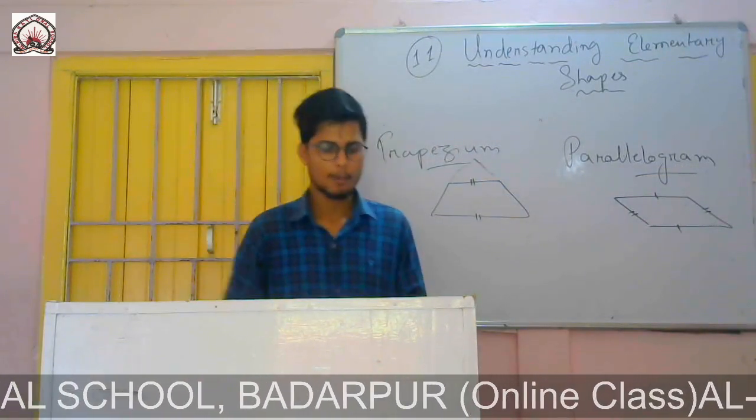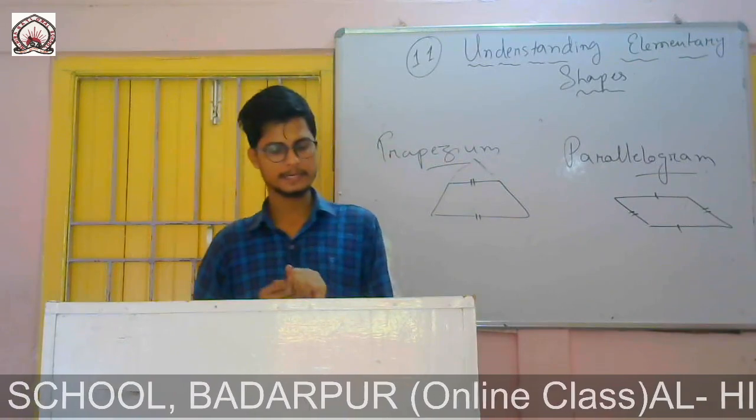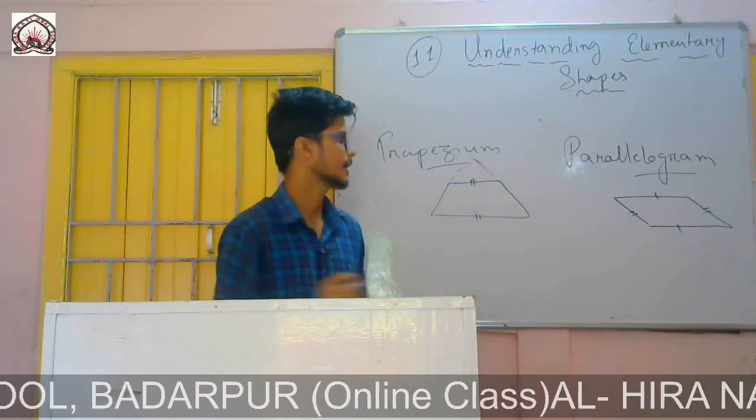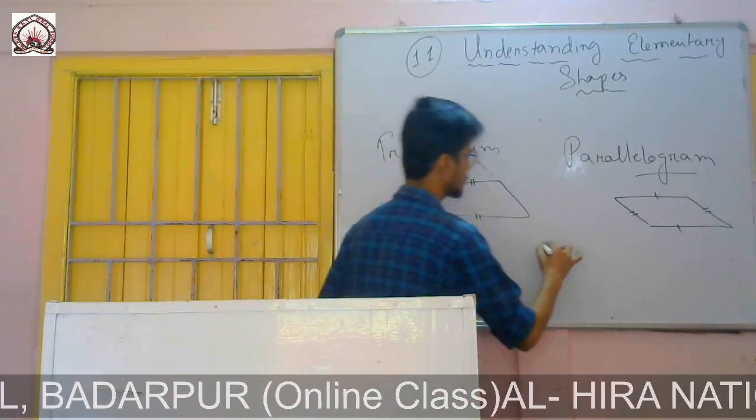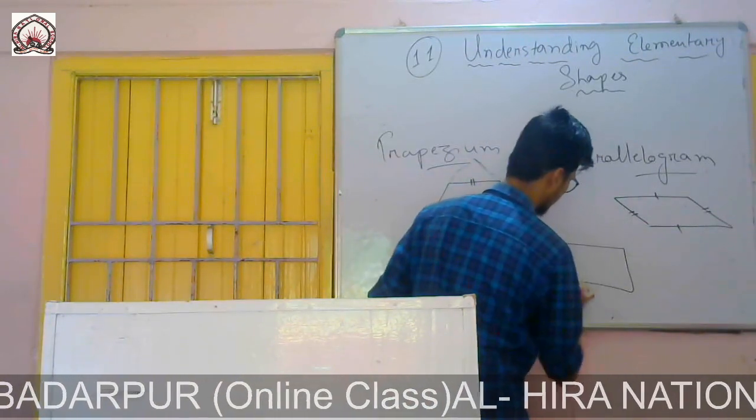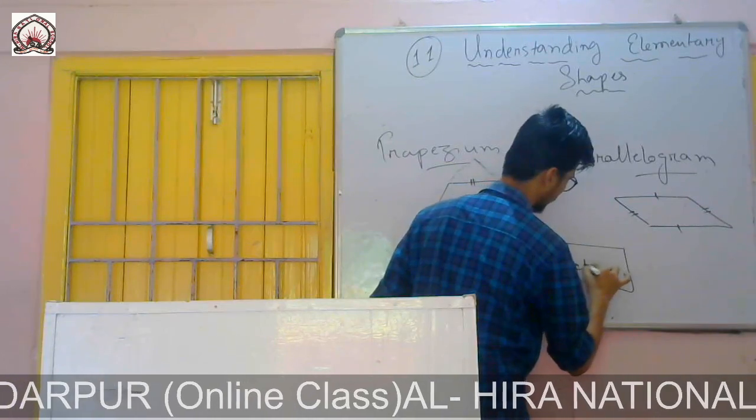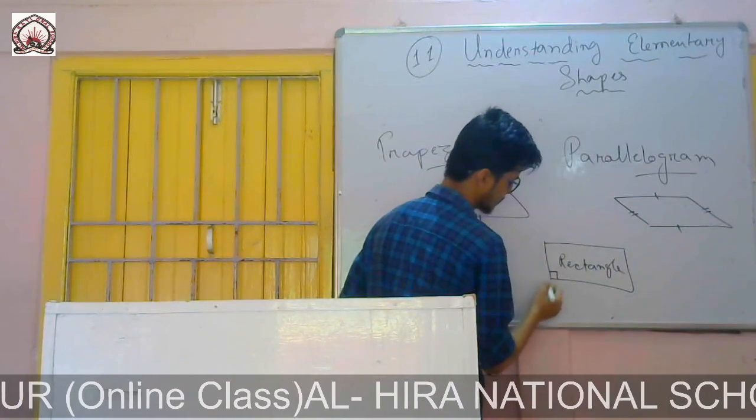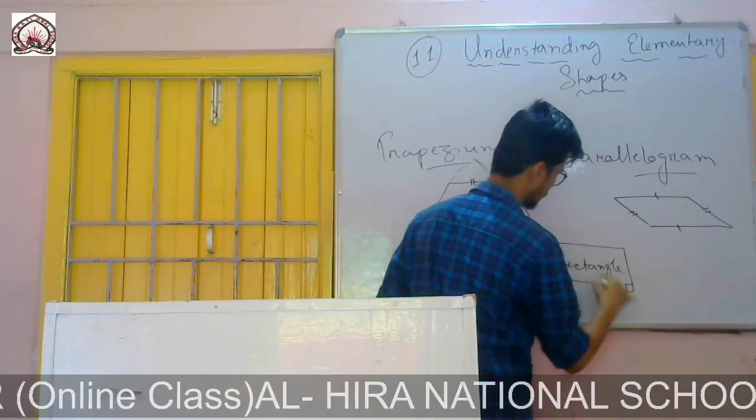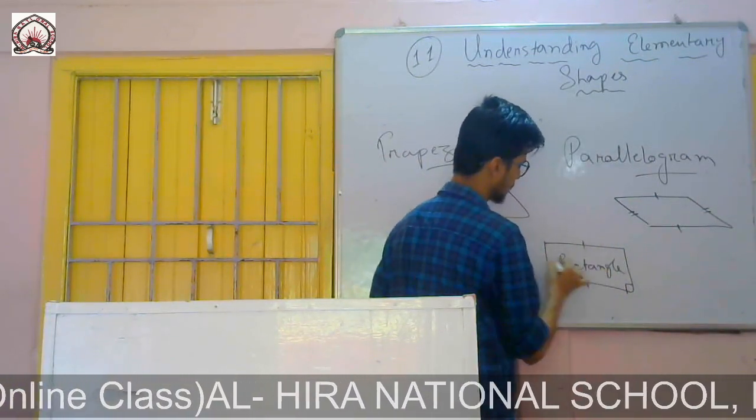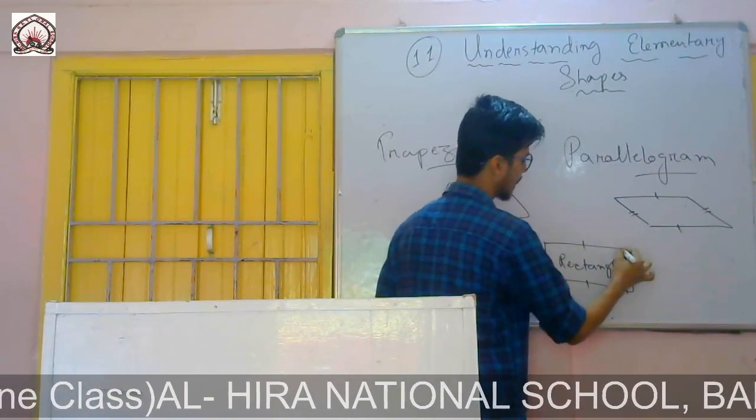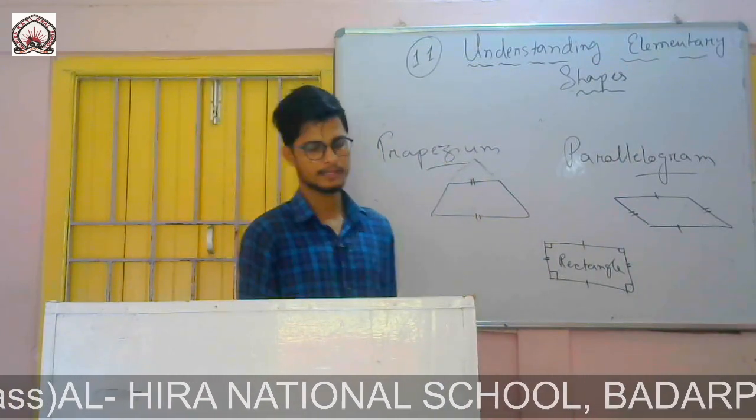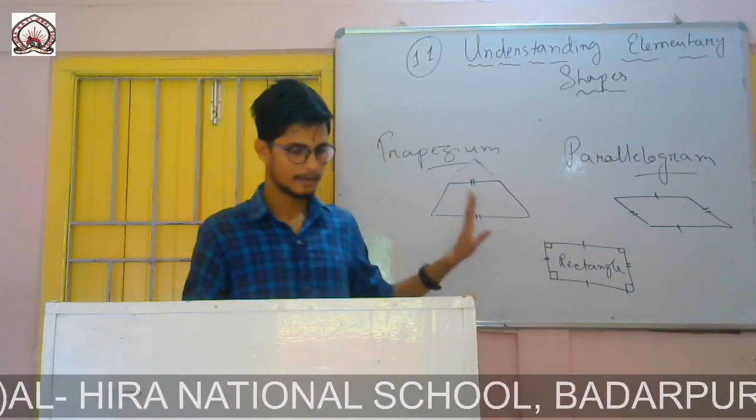Now a rectangle. A rectangle is a parallelogram in which the adjacent sides are at right angles. So this is a rectangle. You will find that the opposite sides are parallel. This side and this side are parallel, this side and this side are parallel, and all the angles are 90 degrees. Then we can say it is a rectangle.